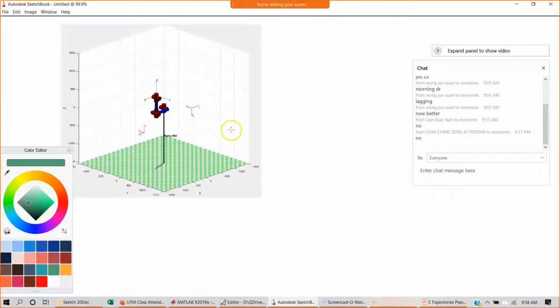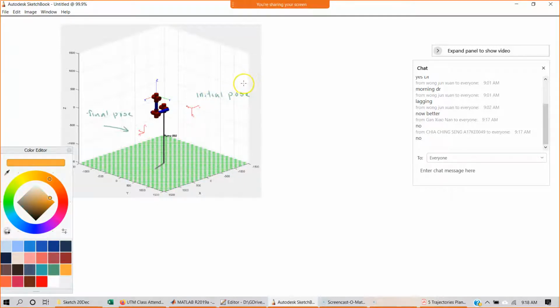So it's a bit too small. I hope you can see. All right. So this is the initial pose, the position and orientation of the end effector that we desire. And this is the final pose of our end effector. Okay.